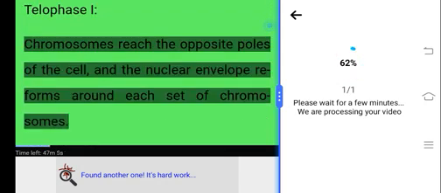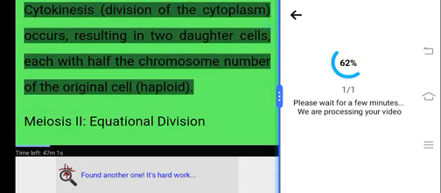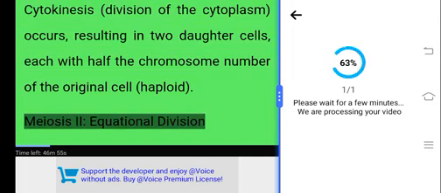Telophase I: chromosomes reach the opposite poles of the cell, and the nuclear envelope reforms around each set of chromosomes. Cytokinesis, division of the cytoplasm, occurs, resulting in 2 daughter cells, each with half the chromosome number of the original cell, haploid. Meiosis II, equational division.